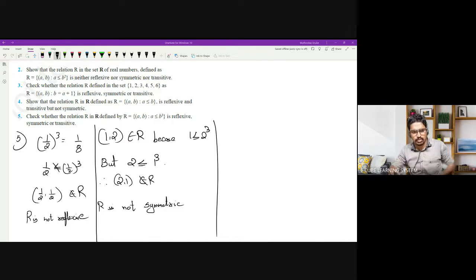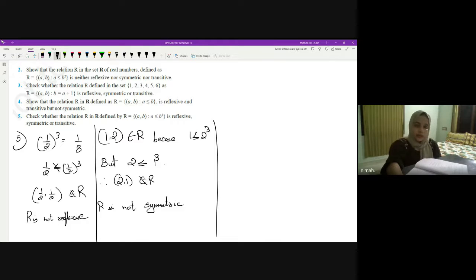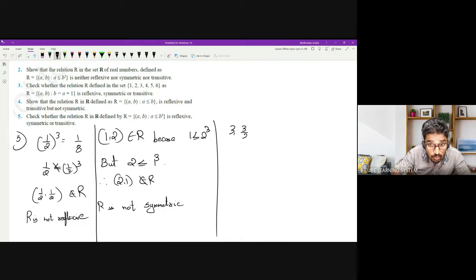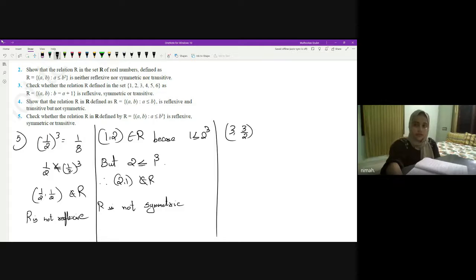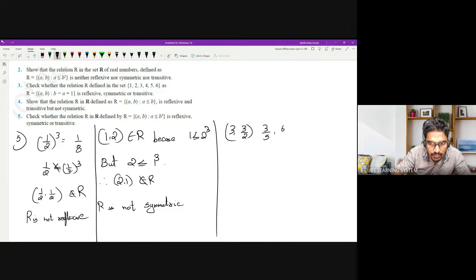In real numbers, we can use fractions also. 3 by 2, 3 by 5, 6 by 5. 3 by 5 and 6 by 5 belong to the relation. When we choose 3 by 2, 3 by 5, 6 by 5: 3 by 2 is 1.5, and 3 by 5, 6 by 5 is also okay.